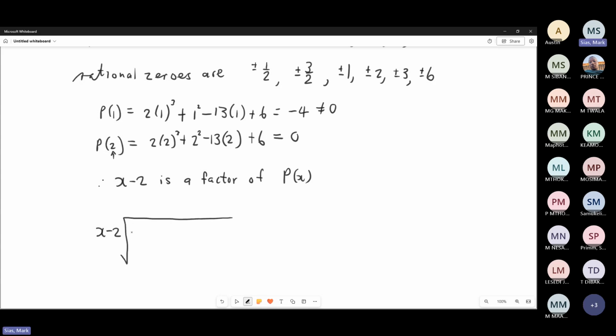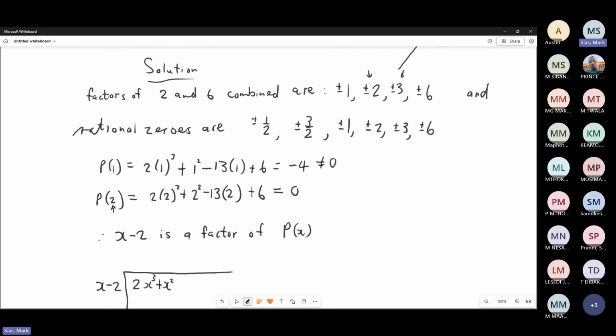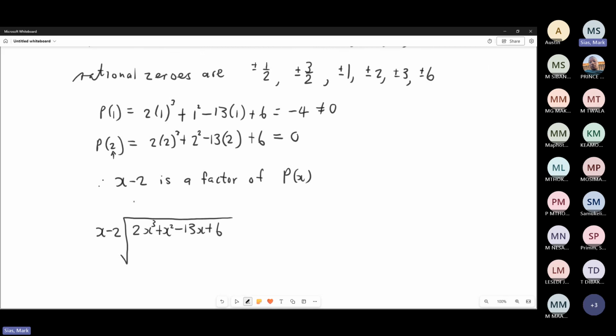All right, you guys must just check my steps for me, please. So our function is 2x cubed plus x squared minus 13x plus 6. Now we want to get the quotient and see what's happening. So we divide the divisor function x minus 2 into the dividend function, 2x cubed plus x squared minus 13x plus 6. It's the same procedure as the last time.